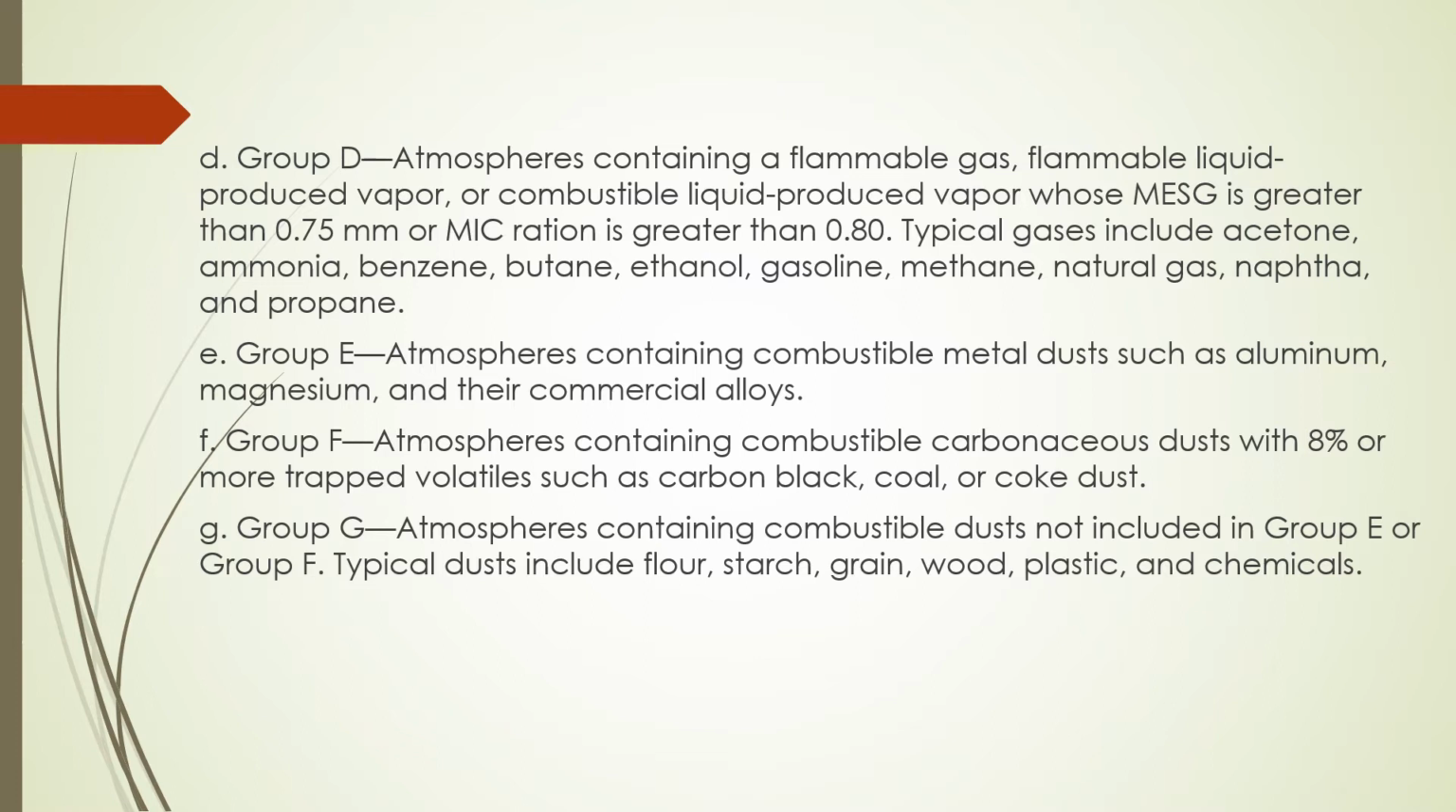Group E, atmosphere containing combustible metal dust such as aluminum, magnesium and their commercial alloys. Group F, atmosphere containing combustible carbonaceous dust with 8% or more trapped volatiles such as carbon black, coal or coke dust. Group G, atmospheres containing combustible dust not included in group E or group F. Typical dust include flour, starch, grain, wood, plastics and chemicals.